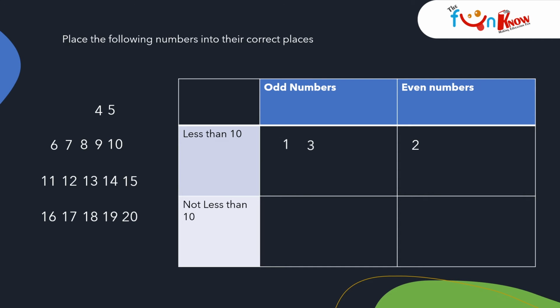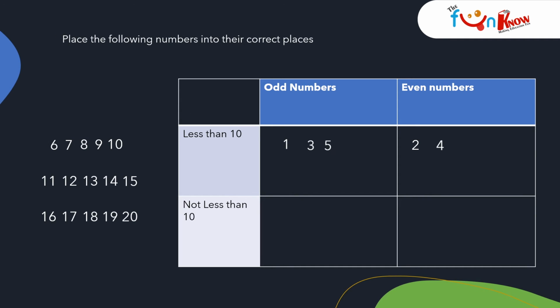4, is it even or odd? It is even. Where will you place it, less than or more than? Yes, less than 10. So 4 will be going here. Go for the 5. 5 will be odd. It will be less than 10, right?